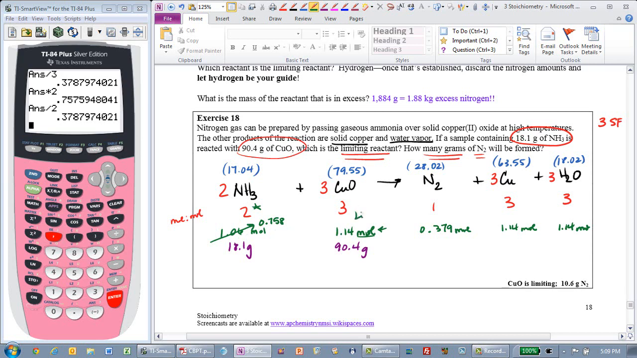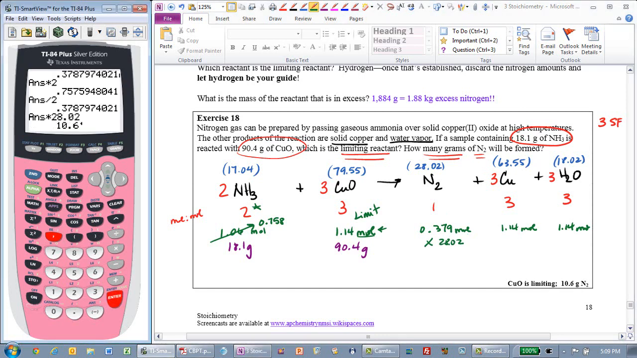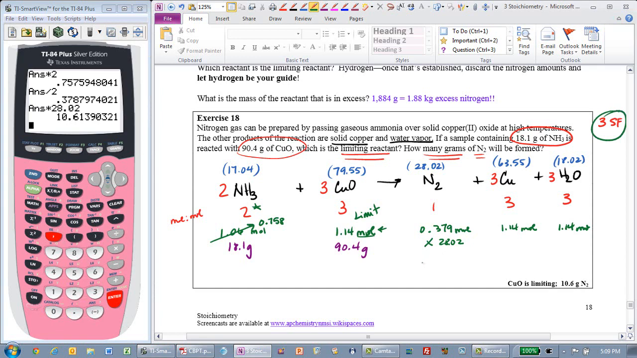So this is my limit. I've got excess over here because of that 1.06 being larger than what I need of the 0.758. But what did they ask me? They asked me how many grams of N2 will form. So I'm looking at this 0.379 and I'm going to multiply it by its molar mass of 28.02. I've left it in my calculator, so I multiply it by 28.02 and I get 10.61. How many sig figs? 3. I see it right there. Good thing I already thought about that. So therefore 10.6 grams of N2 formed.